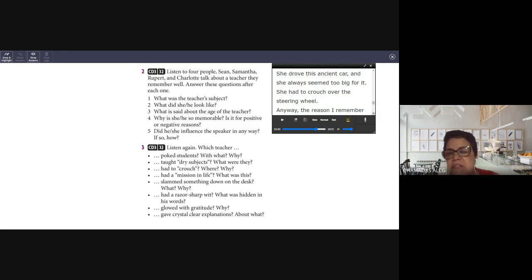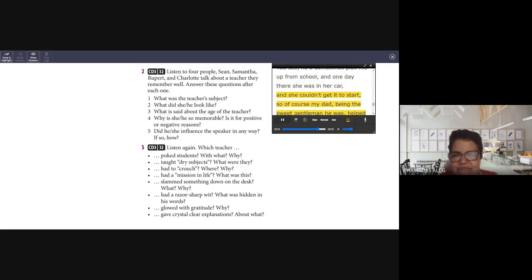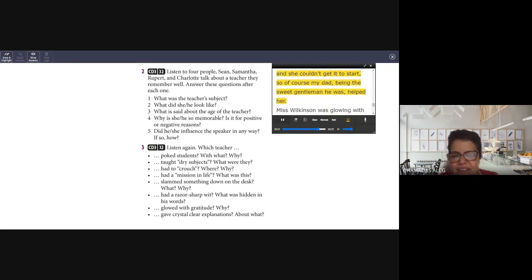Anyway, the reason I remember her so well is because I think she fell for my dad. Really? You see, he'd sometimes pick me up from school, and one day, there she was in her car, and she couldn't get it to start. So, of course, my dad, being the sweet gentleman he was, helped her. Miss Wilkinson was glowing with gratitude. "Oh, thank you, Mr. Gallio. You're so kind, so kind." She went all weak and wobbly, not at all like she was when she was yelling at us in class.